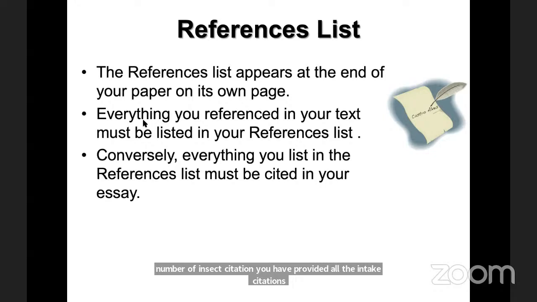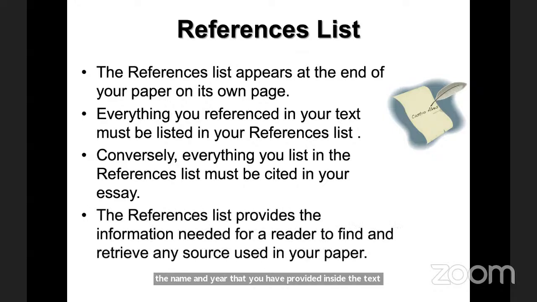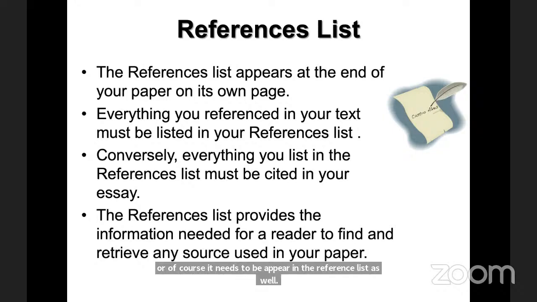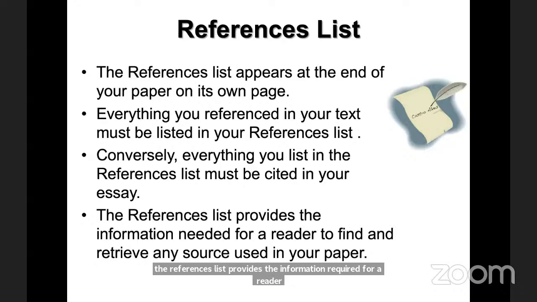So we discussed this thing earlier. Conversely, everything you list in the reference list must be cited in your paragraph. So it needs to be equal. Equal means, in a sense, not the number, but it must be equal with the name and year that you have provided inside the text. Of course, it needs to appear in the reference list as well. And the reference list provides the information required for a reader to find and retrieve any source used in your paper. So that is, we discussed it earlier.